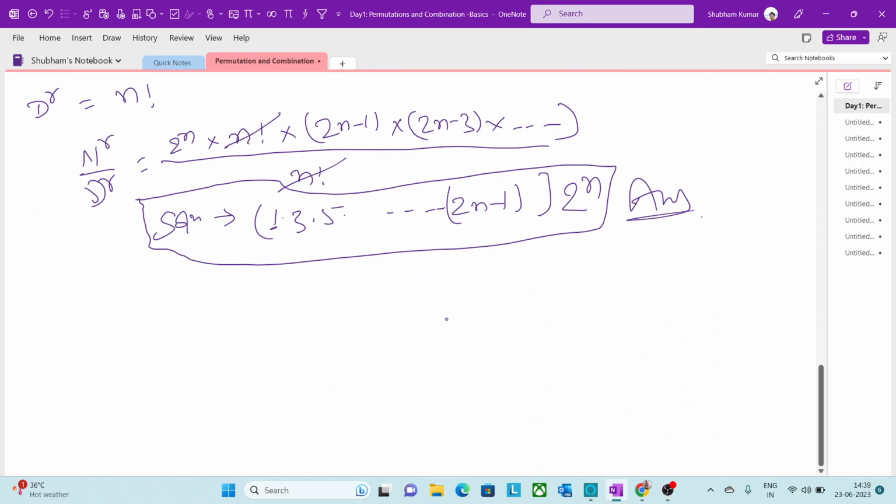Okay, now let's solve another question to understand solving equations involving factorial, and then we'll have a glimpse of the properties of factorial, and then we'll move on to the fundamental principles of counting.